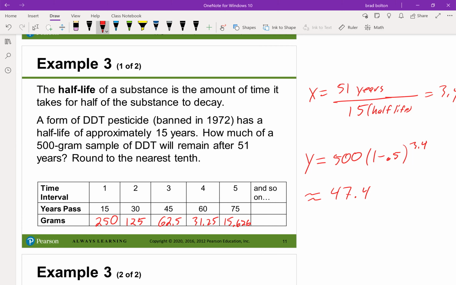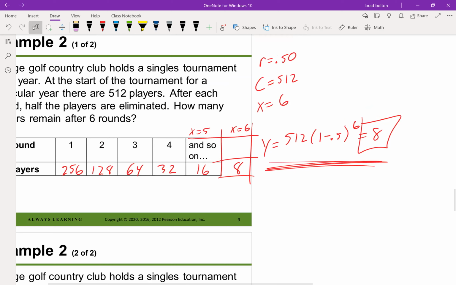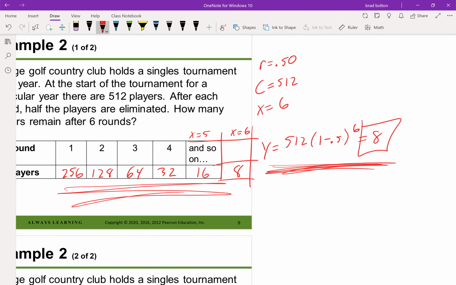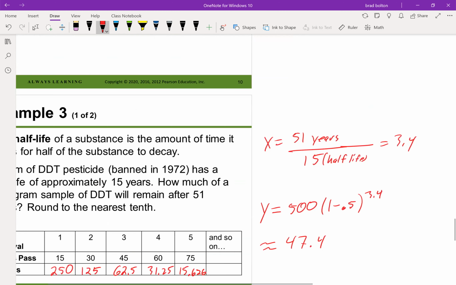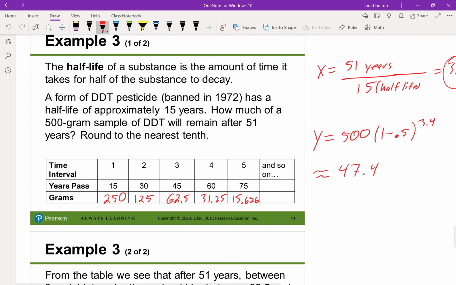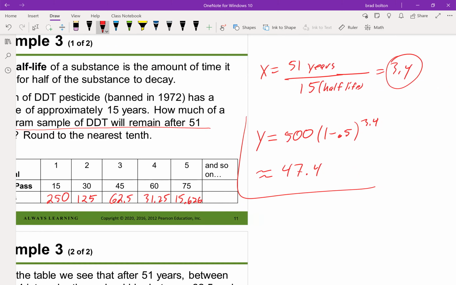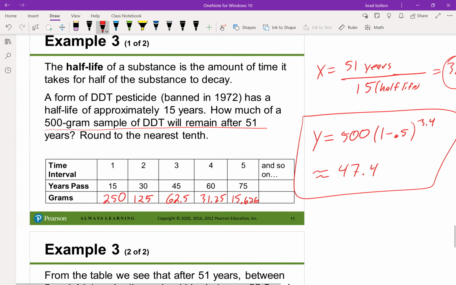The table worked great when everything was nice, 1, 2, 3, 4. But what happens when we want something that's not quite perfect? This would have an X value of 3.4. Remember, it says how much of a 500 gram sample of DDT will remain after 51 years. If they had said after 45 years or after 60 years, it would have been fine. But because they said 51, learning how to do it by hand and not just with the table kind of saved me. So I get 47.4 grams, I believe.